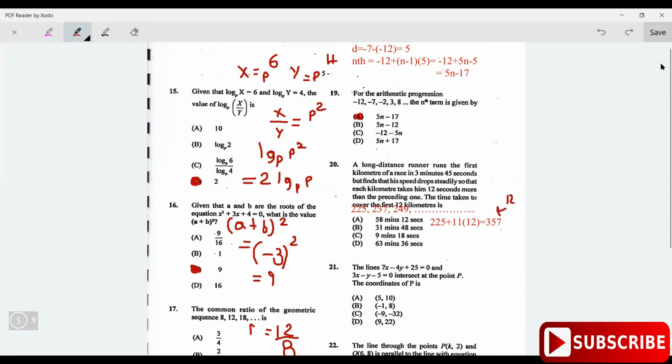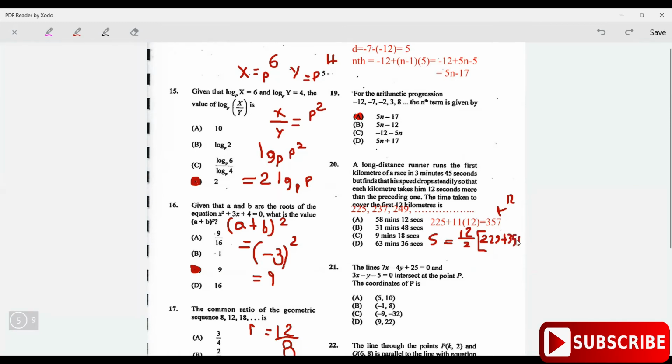So what does that help us with? It helps us because we know that now the sum is equal to n over 2, which is 12 over 2, times a plus L, where a is the first term of 225 plus the last term of 357.